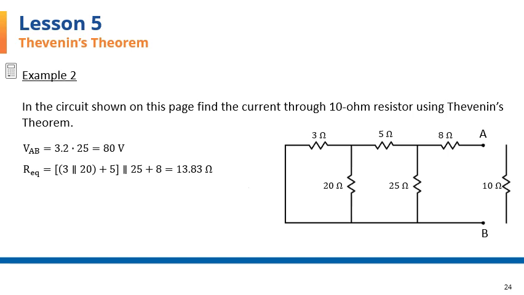I have an equation that has all of those points in it. Remember, we have 3 and 20 in parallel, 5 added to it because it's in series. The overall value that was obtained up to this point is now in parallel with 25, and then after that we'll add the 8 to it because 8 is in series with the rest, and the answer comes to 13.83 ohms. Therefore, that is our RTH.